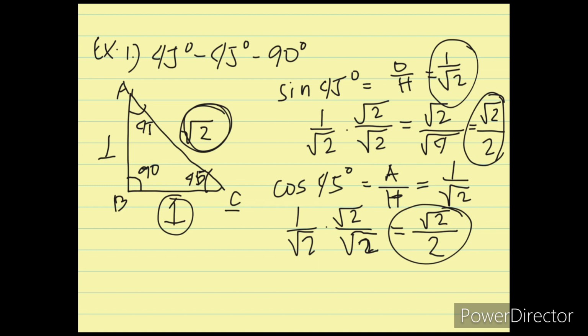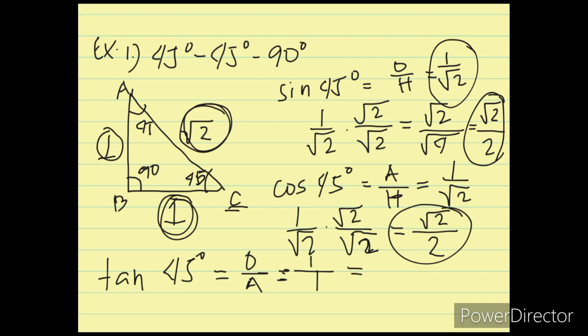Next, the tangent. So what is the tangent of 45 degree, based again on angle C? The formula to solve the tangent is opposite over adjacent. The opposite of 45 degree is 1, and the adjacent is 1. So 1 over 1 is 1. So that is the tangent of 45 degree.